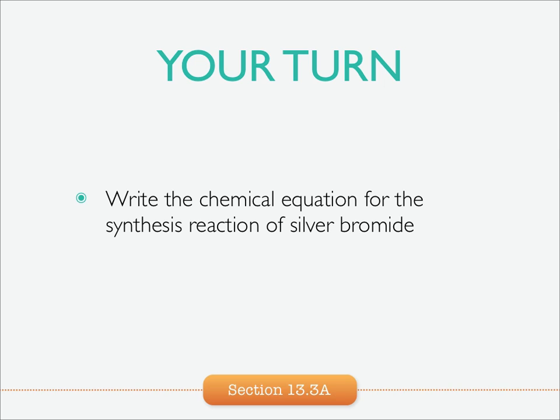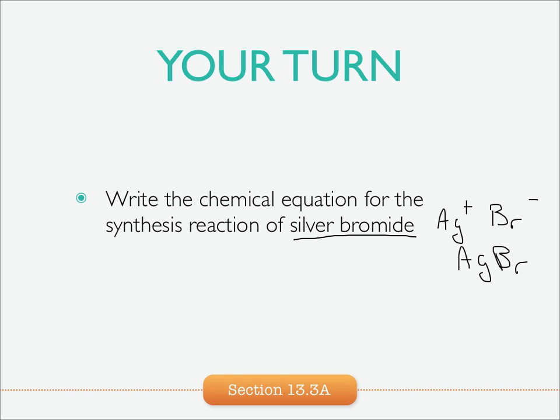All right, so why don't you go ahead and try this. See if you can create a reaction to form silver bromide. If you don't remember what silver bromide is, remember silver's a +1, bromine is a -1, so silver bromide would be AgBr. So that's what you're trying to create. Stop the video if you haven't done it already and see if you can make that equation.